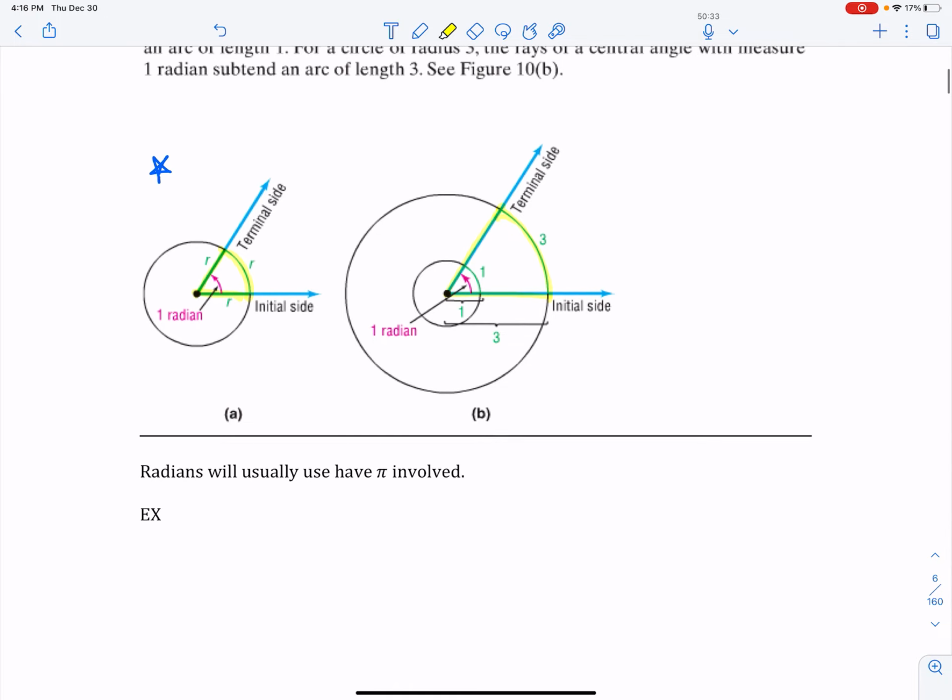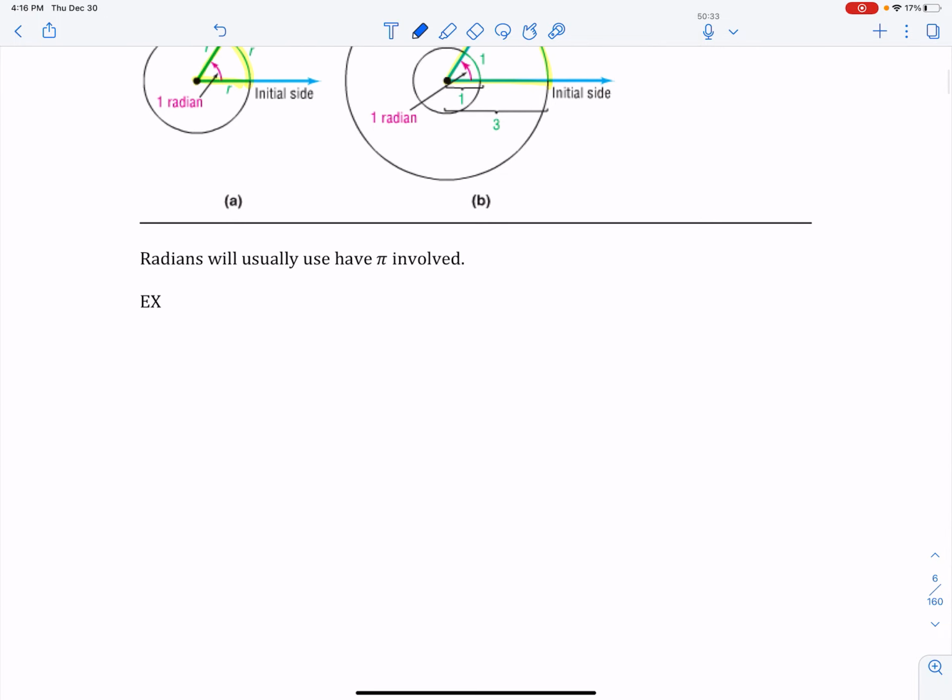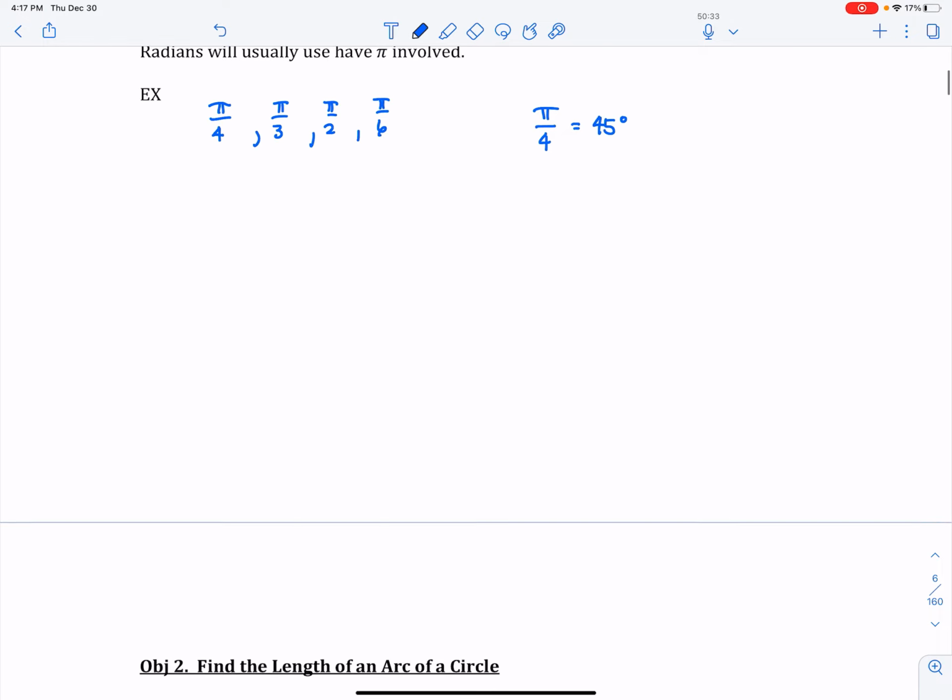And by the way, radians in general will have pi involved. This is a generalization, but usually you're going to see pi over 4, for instance, pi over 3, pi over 2, pi over 6. And we're going to see that these radians have their degree counterparts. For instance, pi over 4 is equal to 45 degrees. We're going to have a conversion formula, or you should probably memorize stuff like that, but we'll get there.